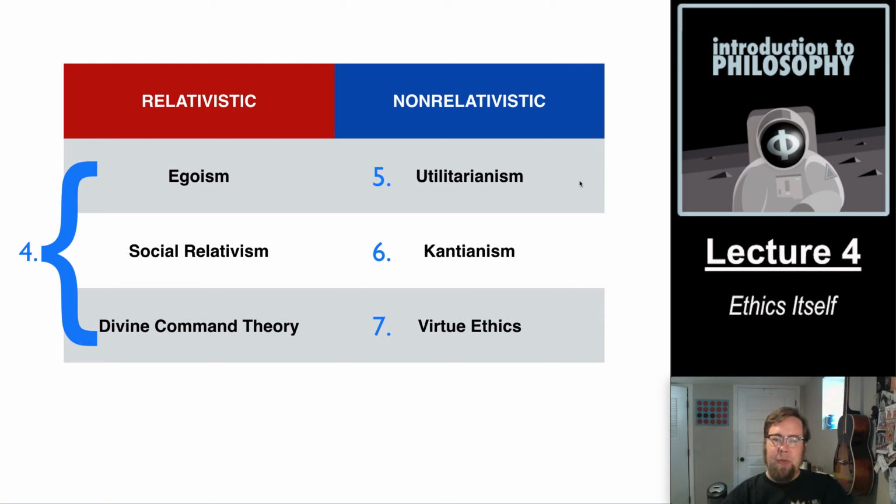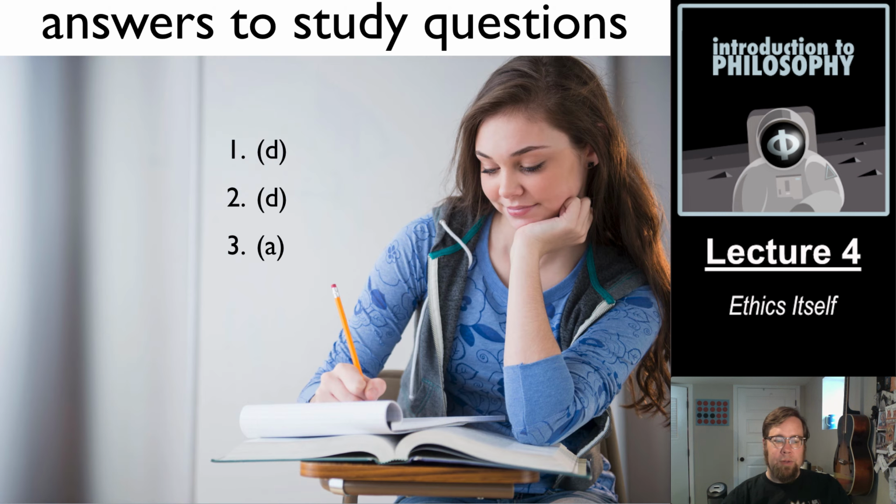So we're going to spend the whole of lecture 5 talking about something called utilitarianism, and then lecture 6 is talking about the ethics of the philosopher Kant, Immanuel Kant. That's Kantianism. And then lecture 7 we're going to talk about virtue ethics. Okay, let's take a look at the answers to the study questions from today's lectures. The answer to question 1 was D. The answer to question 2 was also D. And the answer to question 3 was A.